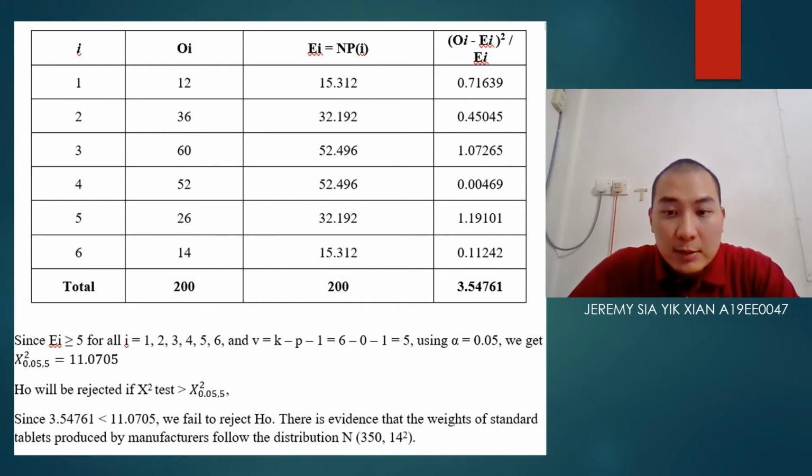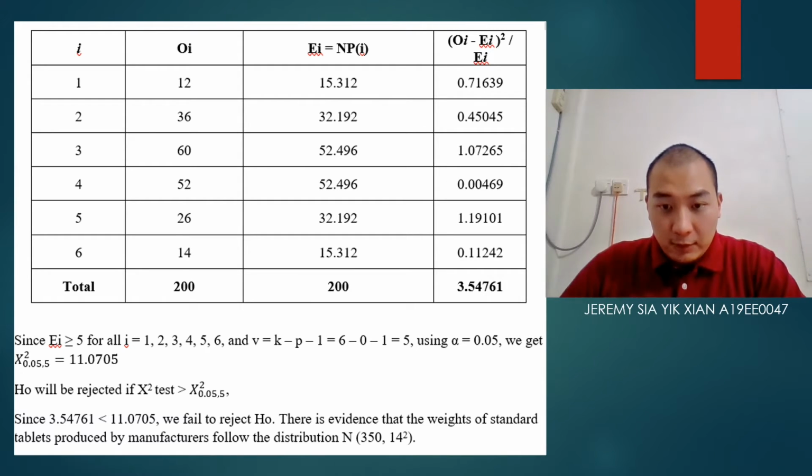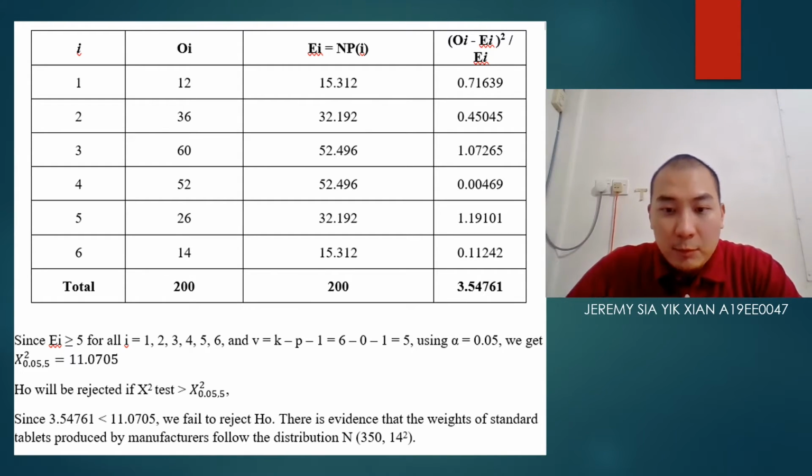11.0705. Since the chi-square test value, which is 3.54761, is less than 11.0705, we fail to reject H0. We conclude that the weights of standard tablets produced by the manufacturer follow the normal distribution.